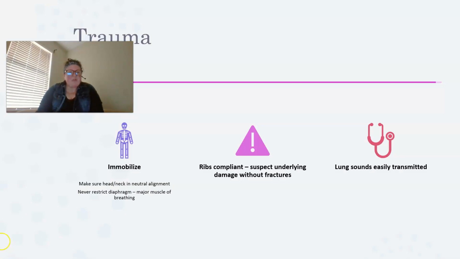A couple things about trauma. We want to make sure you immobilize them again in neutral alignment. You may need to pad the torso or the scapula. We never want to restrict the diaphragm. It's the major muscle of breathing. That's why we crisscross our straps when we're doing immobilization. Remember, the ribs are very compliant, so suspect underlying damage without fracture, so pulmonary contusion or myocardial contusion, even if the ribs are all intact. And lung sounds can be easily transmitted from the thin chest wall.